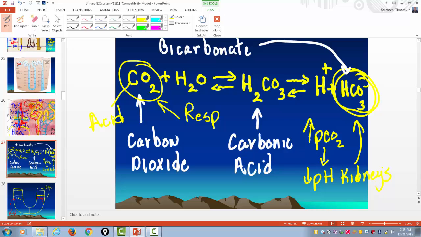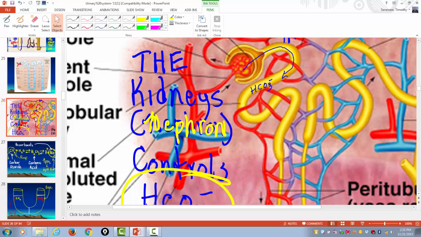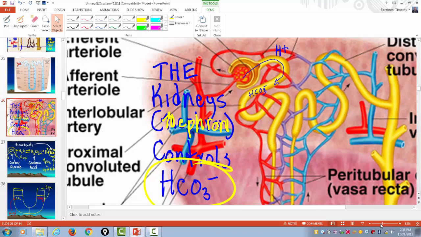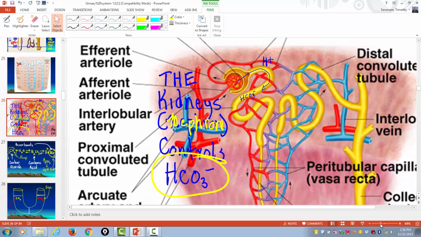So in this case, if the respiratory system isn't working so good, what are the kidneys going to do? Well, remember, the functional unit of the kidney is the nephron. The kidneys control bicarbonate levels. Bicarbonate can be filtered by the glomerulus and can get peed out. Hydrogen ions, on the other hand, have to be secreted from the blood into the urine.